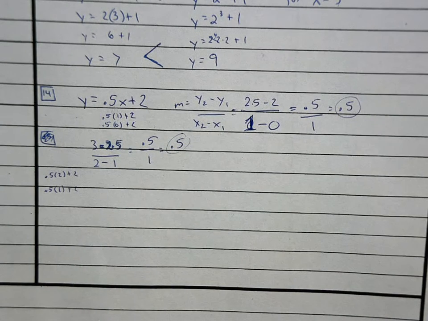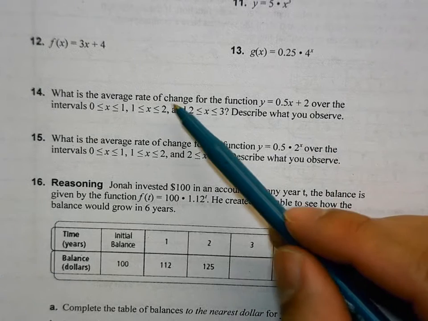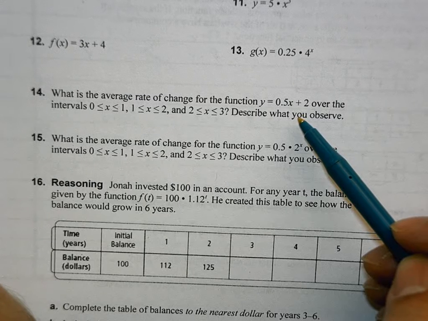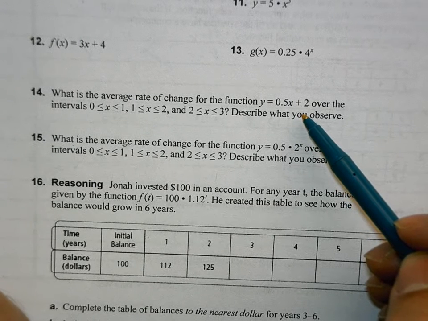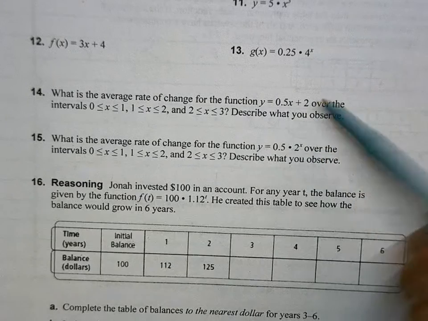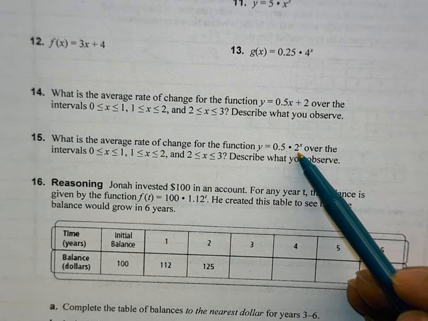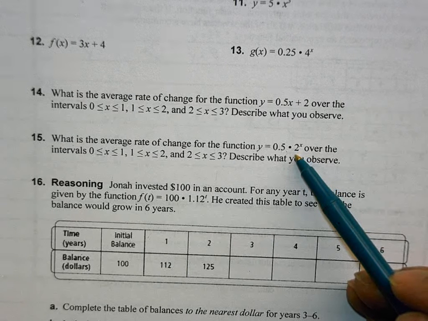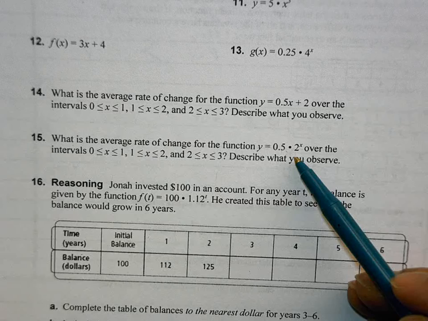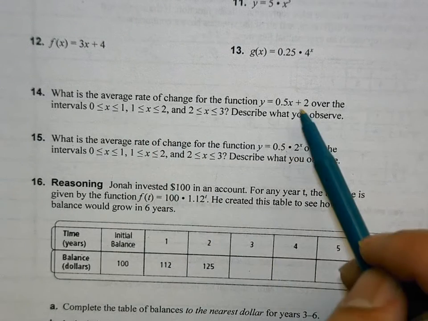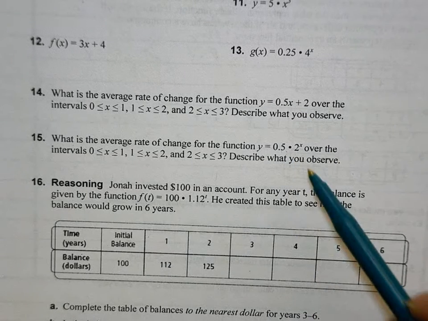What this worksheet is really trying to get you to understand is that the average rate of change is going to be one thing for this type of equation. I hope you know which it is. It's linear. Versus, what's the average rate of change for something like this? This is exponential. So what I did earlier by plugging in the 1 and the 0 and the 1 and the 2 into this equation, you're going to have to do that here to find the average rate of change.